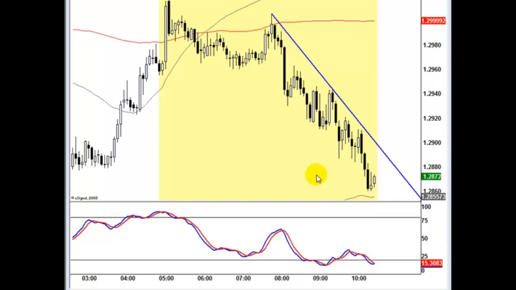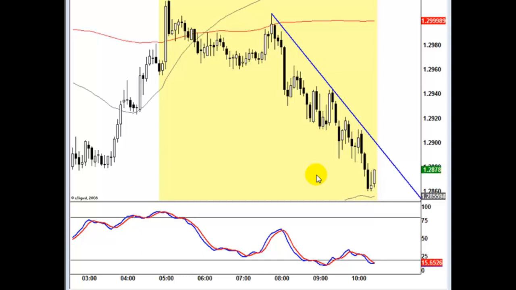Then we looked for a trend line break where the trend line was at least 3 hours long, where the trend line was clearly formed by at least 3 touches or more, and also where the trend line was smooth.